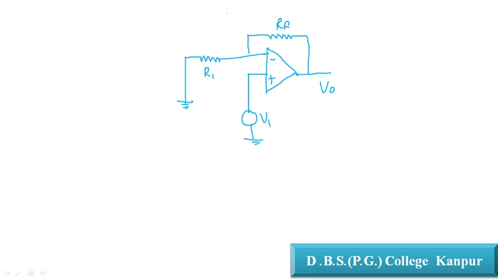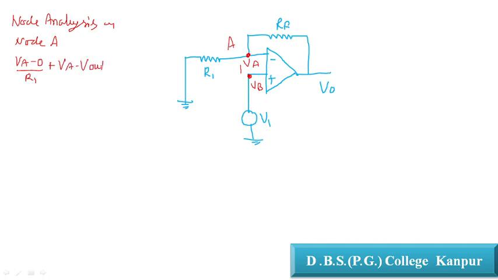Okay, now we're discussing the property of the operation. This is node A and the potential at this node is VA, and this is again the potential at B. So according to node analysis, we use node analysis at node A, which means VA minus 0 over R1, plus VA minus Vout divided by Rf equal to 0.